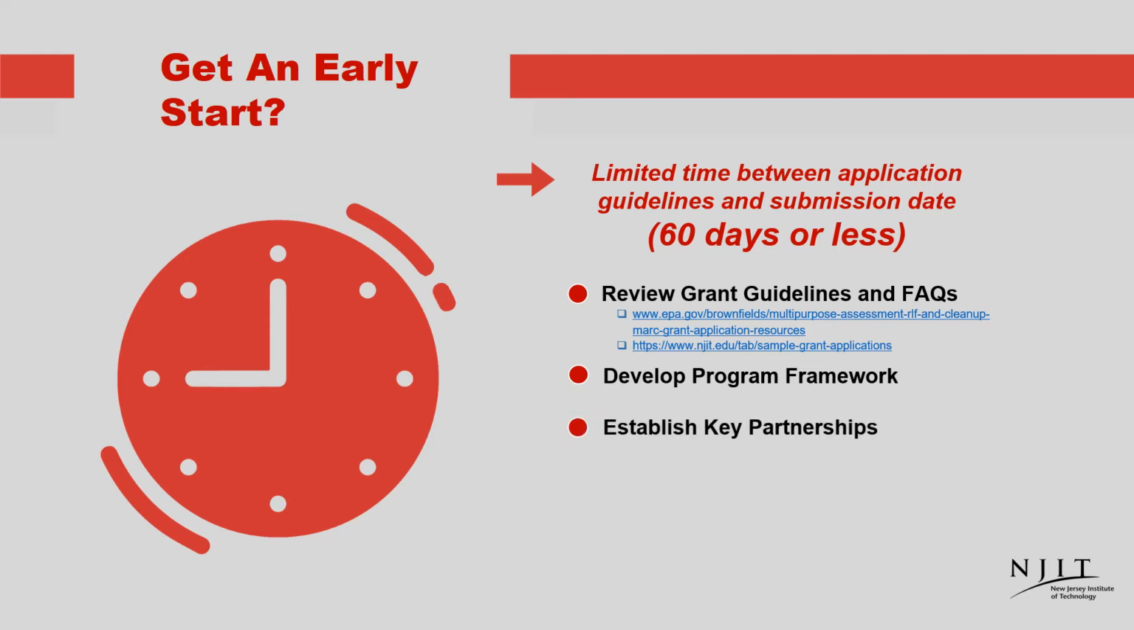Establish key partnerships. Determine whether your community should apply as an individual or as a coalition. If you are applying as a coalition, identify who will be part of the coalition, who will lead the coalition and manage the cooperative agreement, and who will be coalition members. Also, be sure to discuss what each coalition member's role will be in the program. Once all of that is determined, document your agreement through a memorandum of understanding.